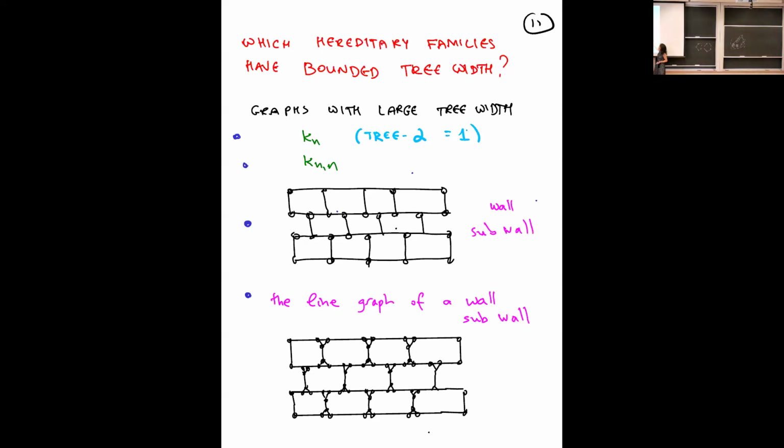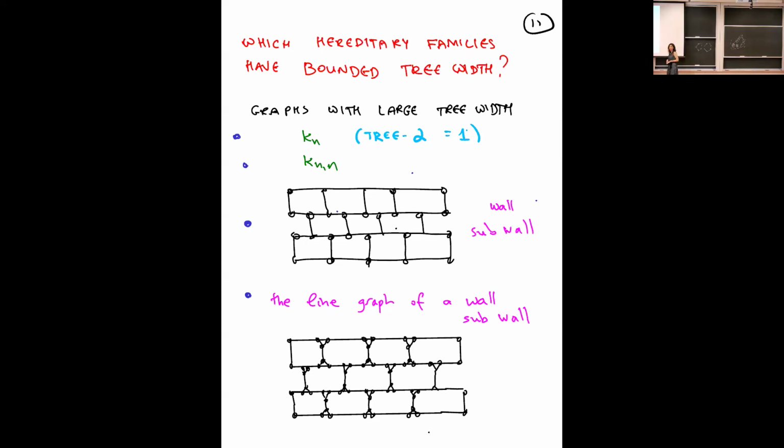So what is it? What's drawn here is called the wall. It's a cubic planar graph. And then you can subdivide the edges, and that makes it more and more sparse, but the tree width is still big. Okay, so those are some examples. And actually, it turns out in the world of minors, that's enough. If you exclude these as minors, then your tree width is bounded.